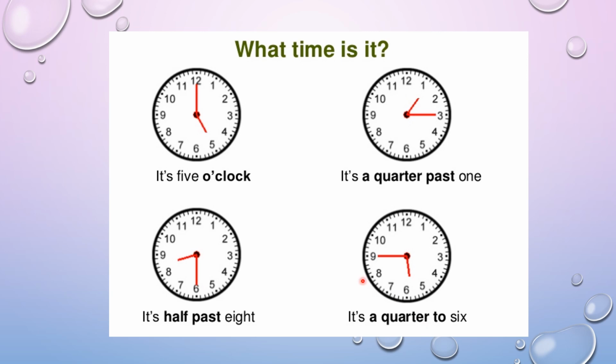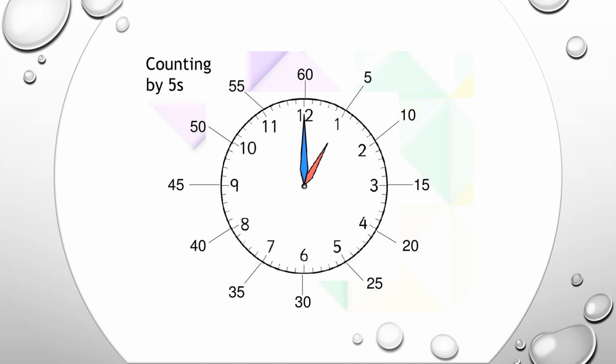Okay? Now, counting by fives. If you want to learn how to read the time on the clock, you must know counting in fives. Okay, now just follow me. Counting in fives starts with 5, correct? 5, 10, 15, 20. Am I right? Okay, now where should you write the 5? Can you see the number 1 here? This is 5. And number 2 is 10.